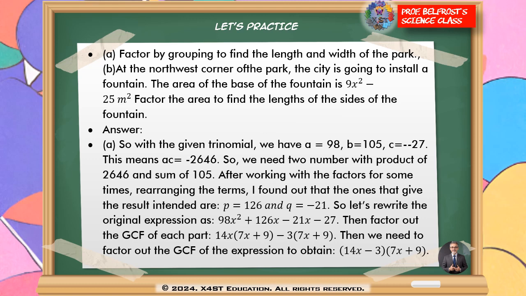So the answer is, for the given trinomial, we find that AC is minus 2646. So we need to find two numbers with product of minus 2646 and sum of 105. After working, we found that P equals 126 and Q equals minus 21. So we can rewrite it as shown, and factor out the GCF of each part, which yields 14x minus 3 times 7x plus 9. Easy.